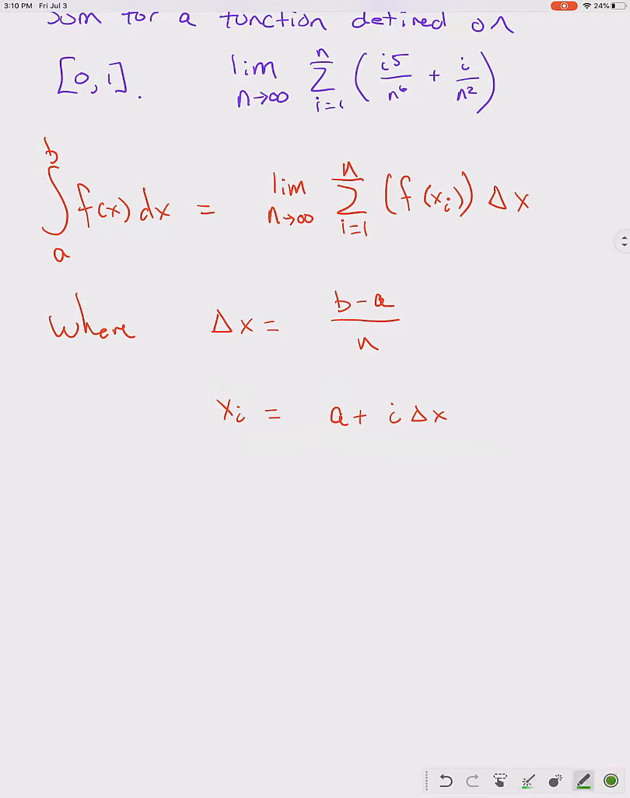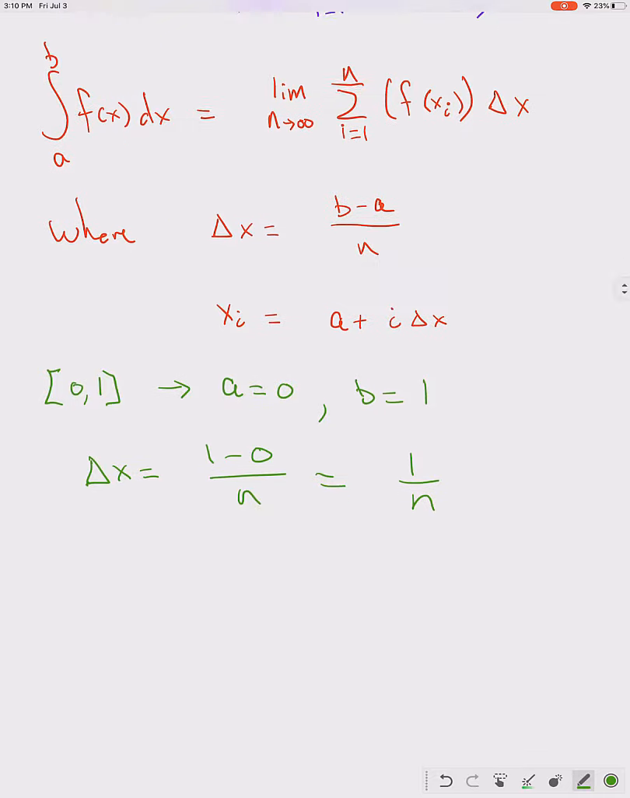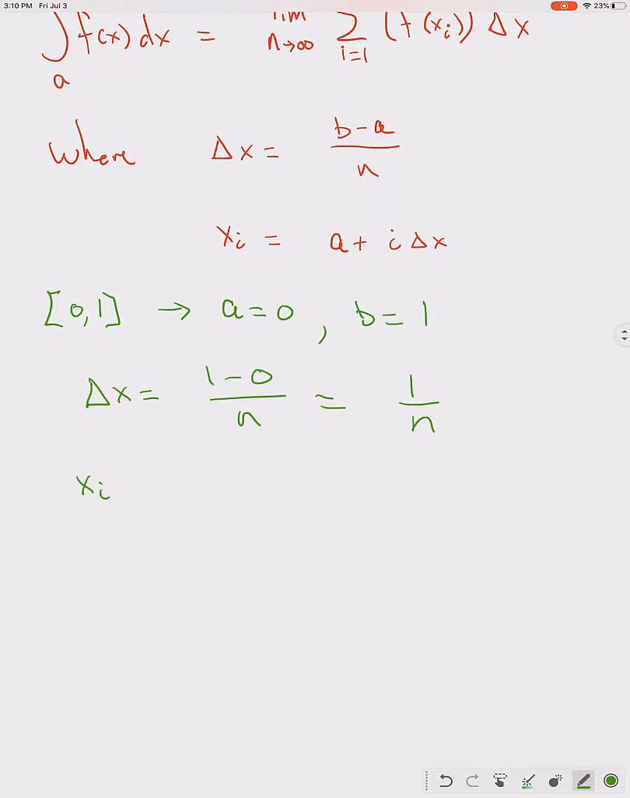So let's write down a couple of things here. The interval from 0 to 1 means that a equals 0 and b equals 1. And so delta x is equal to (1 minus 0) over n, which simplifies to 1 over n. That's my delta x. And then my xi is equal to a, which is 0, plus i times delta x, which is 1 over n, and that all simplifies to just i over n.